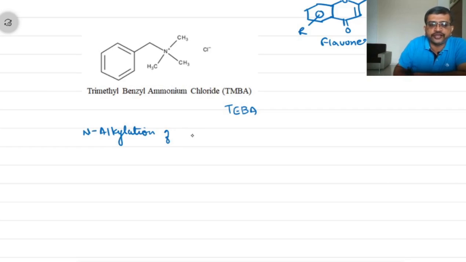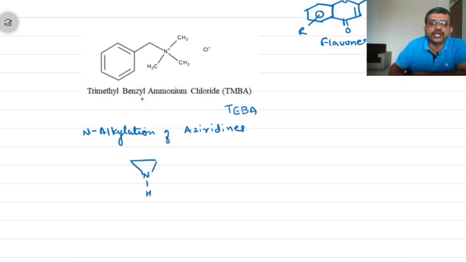N-alkylation of aziridines. N-alkylation of aziridines is a highly difficult reaction because we have a 3-membered cyclic ring containing NH in the cycle. So when we are trying to alkylate this nitrogen over here, there is a stress in the ring as it is a 3-membered ring. So alkylation will proceed with ring opening reaction.